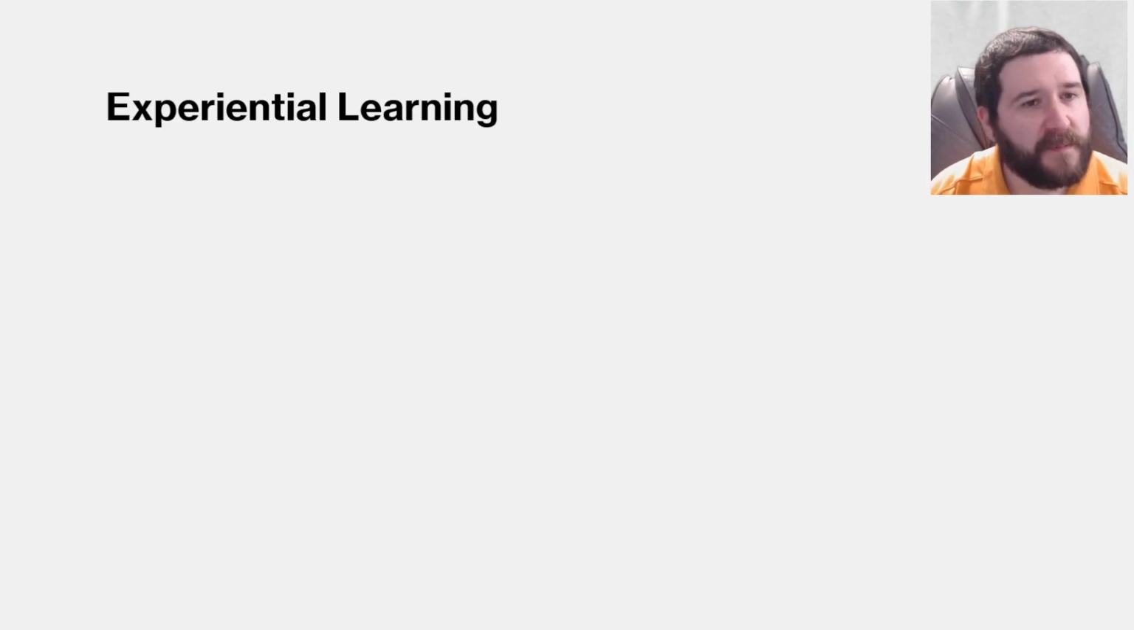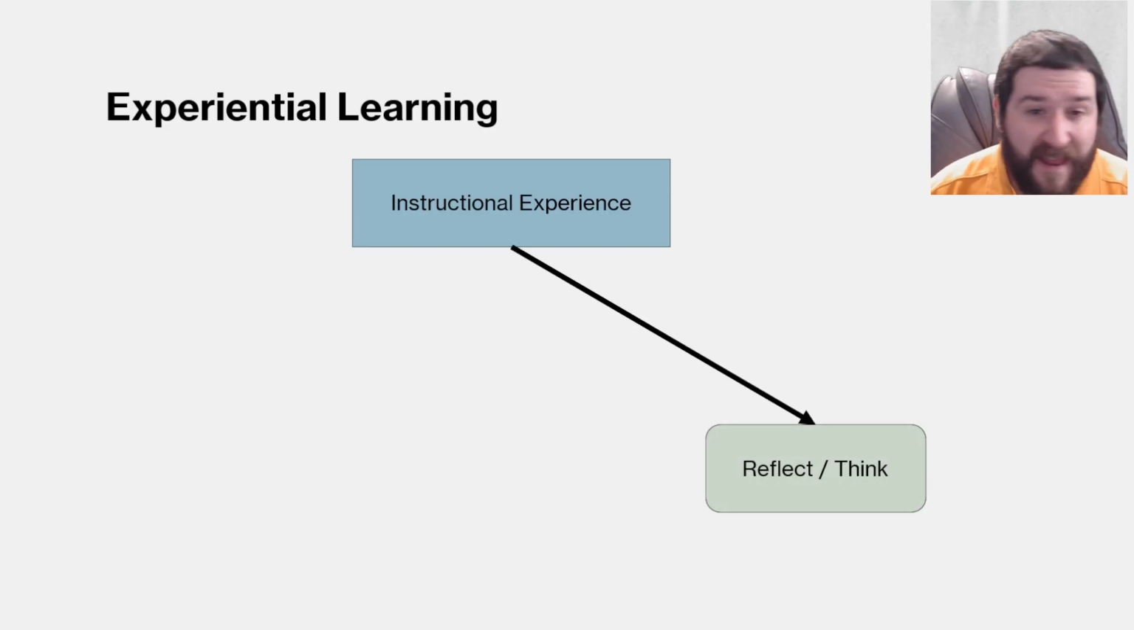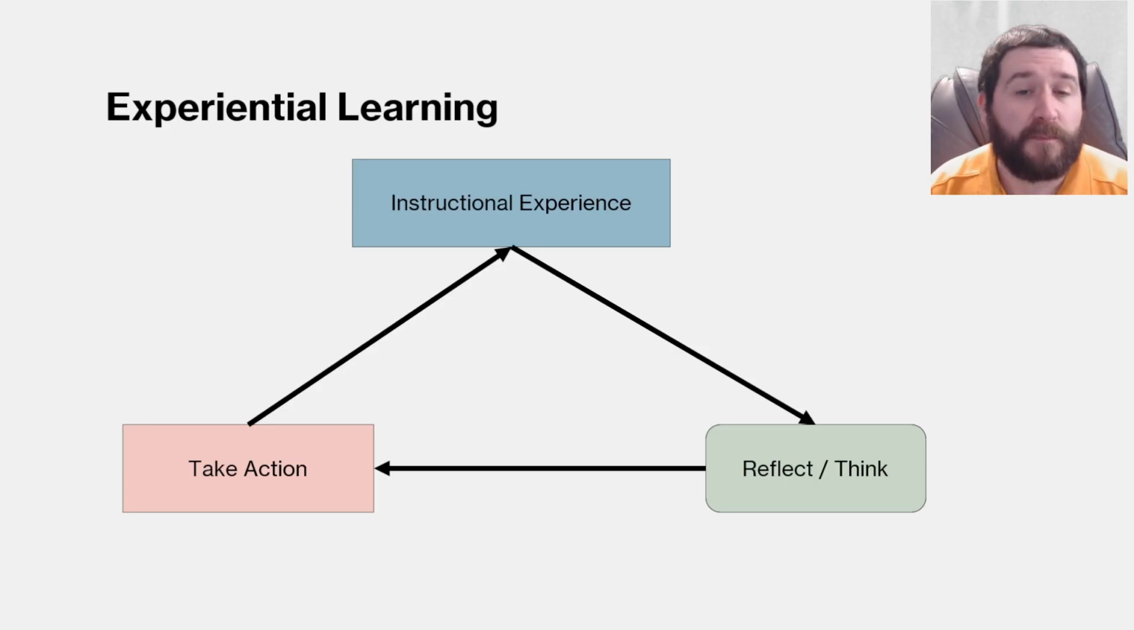All right, so what does experiential learning look like? Well, first off, students are faced with some kind of instructional experience. Maybe students are role-playing as engineers and they're given a problem to solve. Students then reflect and think on the experience they've had, and they take action within that role play or within that simulation. And that generates more experience. Maybe they're given feedback on that decision and they have to adjust, or maybe they're just given the next part of the problem to figure out, right?